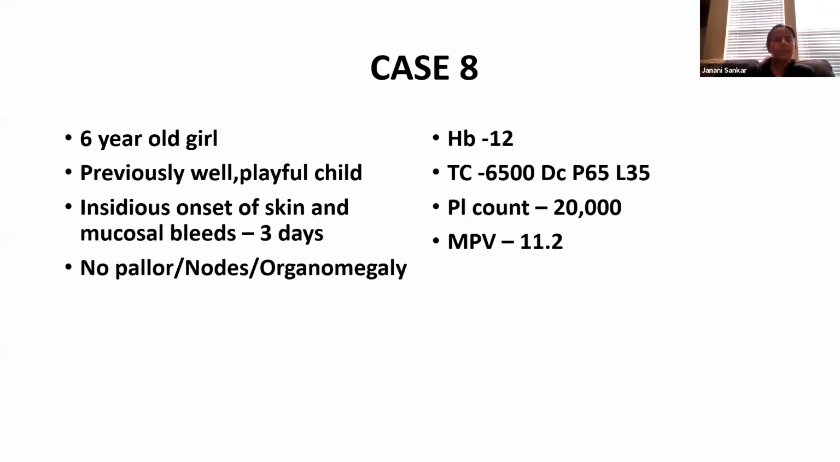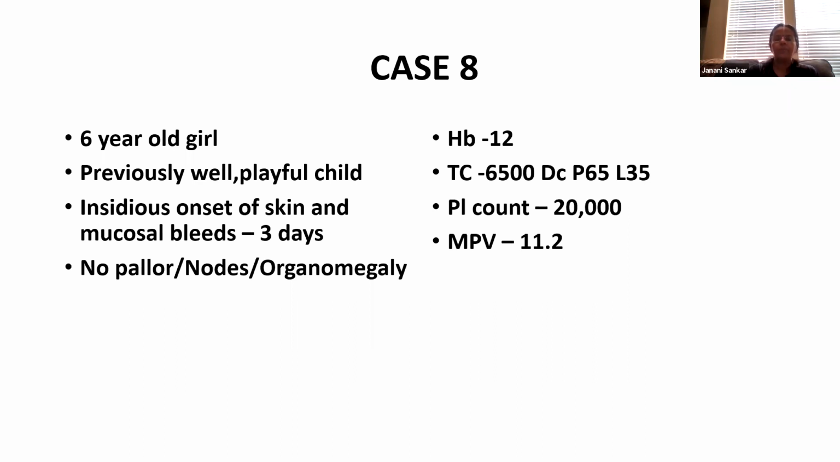Moving on to the next case, this is a 6-year-old girl, previously well, a playful child, with insidious onset of skin and mucosal bleeds of 3 days duration. There's no pallor, nodes, or organomegaly. Hemoglobin is 12. You have a normal total and differential count. Platelet count is 20,000. Mean platelet volume is 11.2.